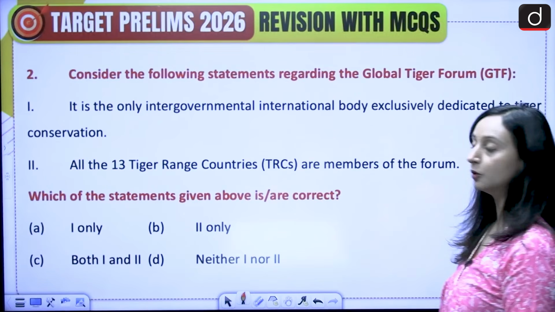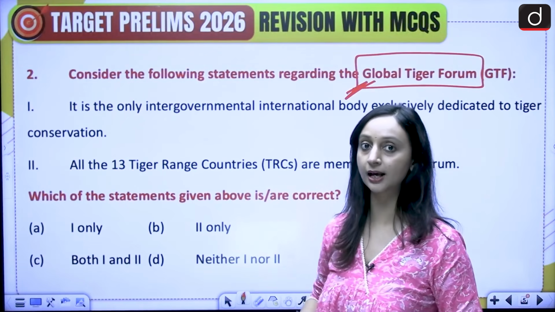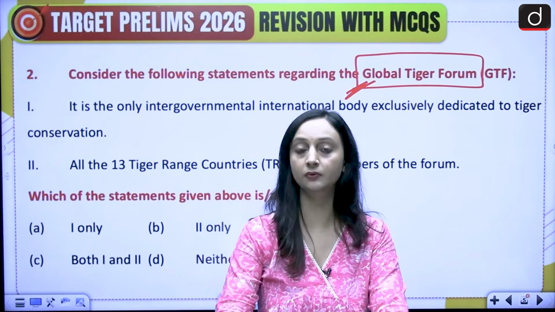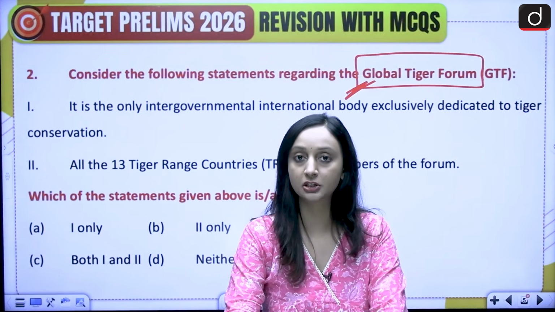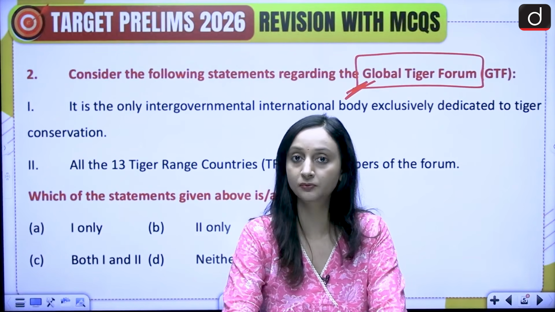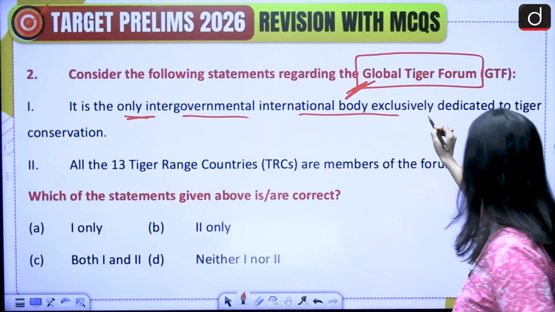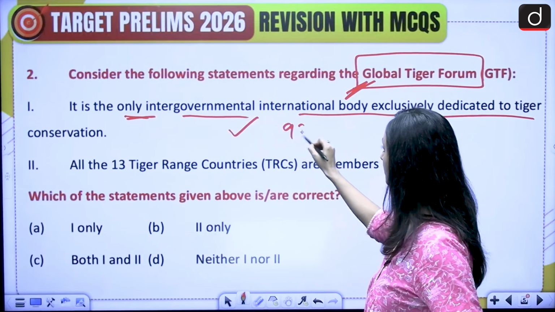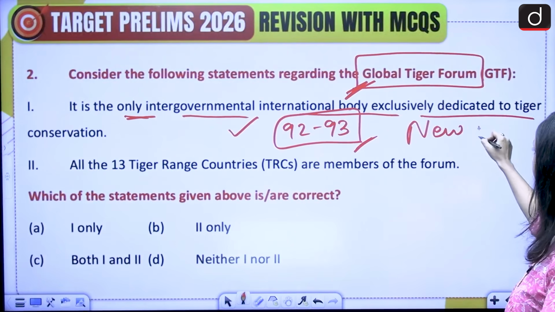Okay, so here we are talking about the Global Tiger Forum. Global Tiger Forum is an international forum which is dedicated to the conservation of tigers. And this initiative was led by India. So the secretariat is also in New Delhi and we do not have all the 13 tiger countries as members of this forum. So the first statement, which says that it is the only intergovernmental international body exclusively dedicated to tiger conservation, yes, this is true. Somewhere in 92-93, the creation of this forum happened and the secretariat is in New Delhi.